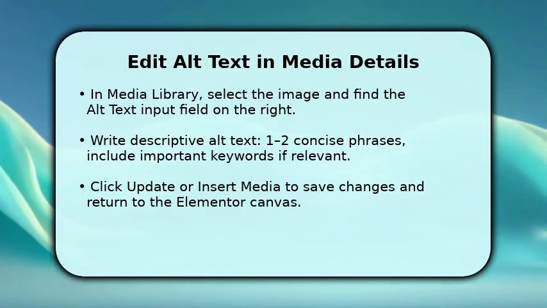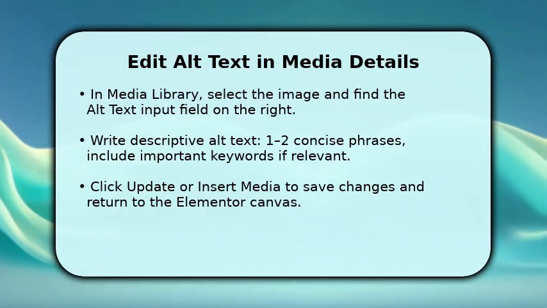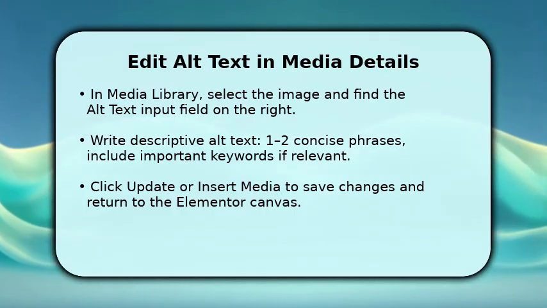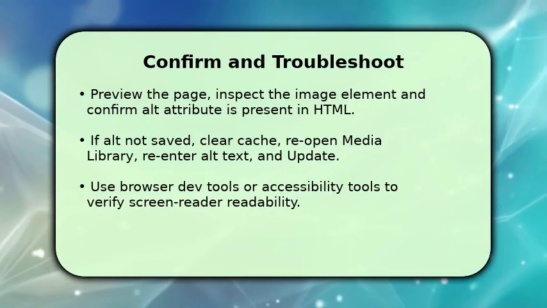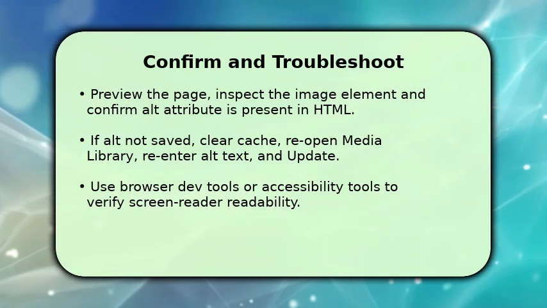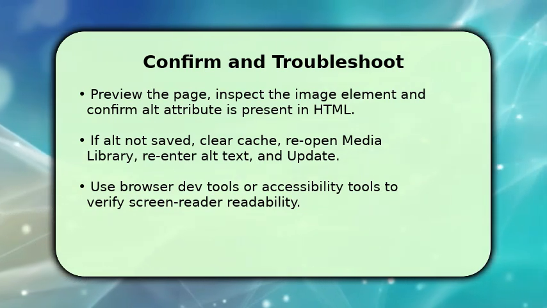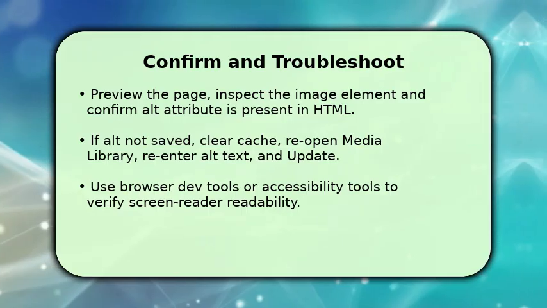Back on the canvas, confirm the image still displays, and then continue to the final checks before publishing. Finish by previewing the page and verifying the alt attribute appears in the image tag. Open Browser DevTools and inspect the element if needed.